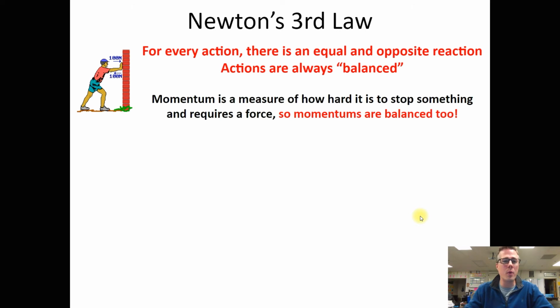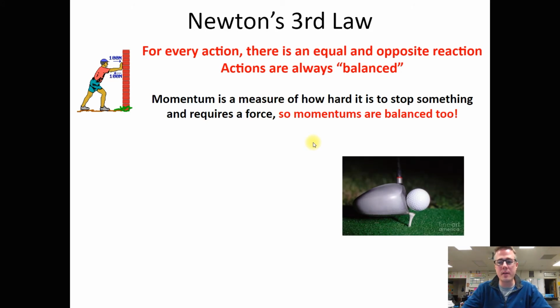Well, we're talking about momentum today. So let's say that I want to give this object some momentum. A momentum that's going into this ball has to come from a force. In order to give something momentum, you have to push on it. So since momentums and forces are related to each other, the rules work the same way too. So I have on my screen, momentum is a measure of how hard it is to stop something, and it requires a force in order to give something momentum. That means that momentums are balanced too. So for every momentum going that way, there has to be a momentum going in the opposite direction all the time, according to Newton's third law.